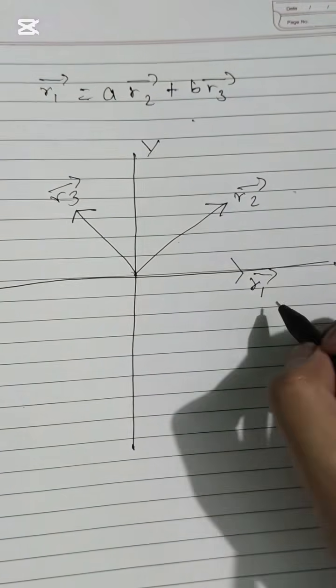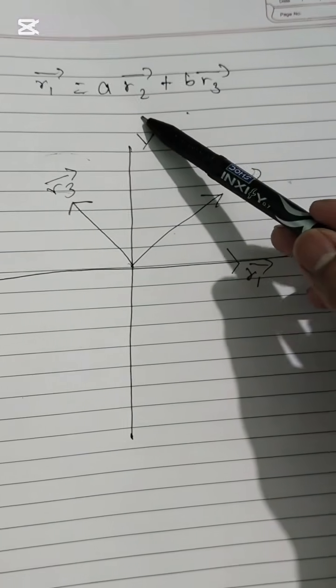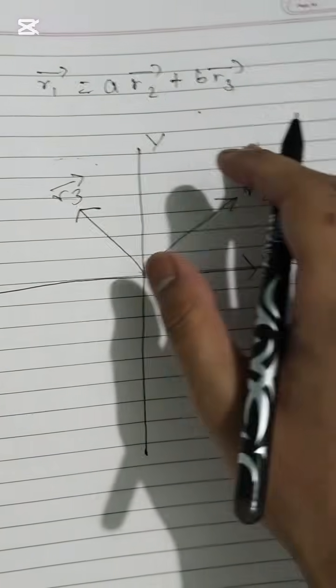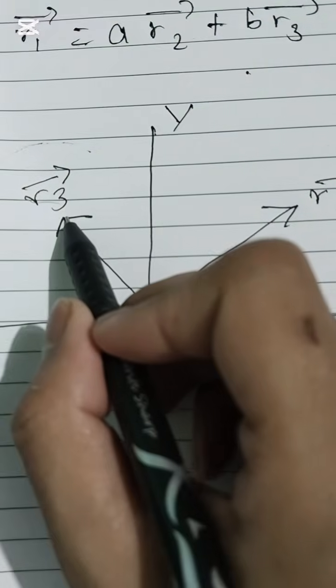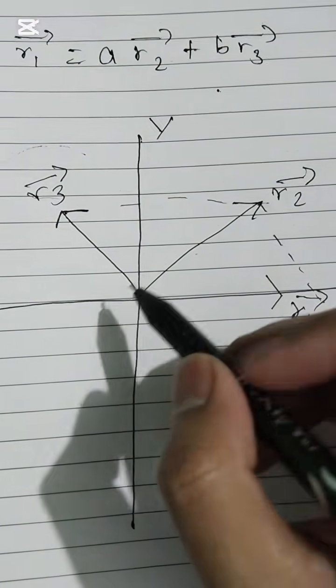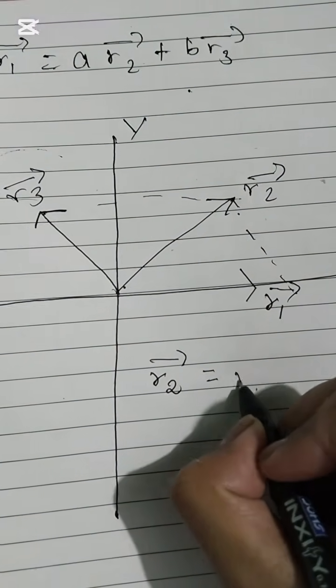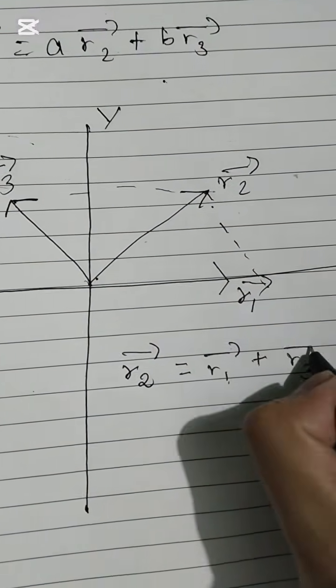But why? To understand why we can represent these three vectors as a combination of this equation, let us think of this as the parallelogram law of vector addition. If we make a parallel line from here to here and from here to here, then we can see that this R2 vector is the vector sum of the R1 vector and the R3 vector.